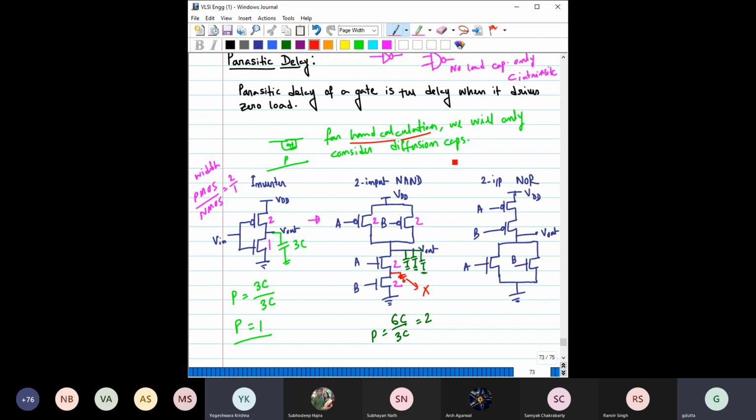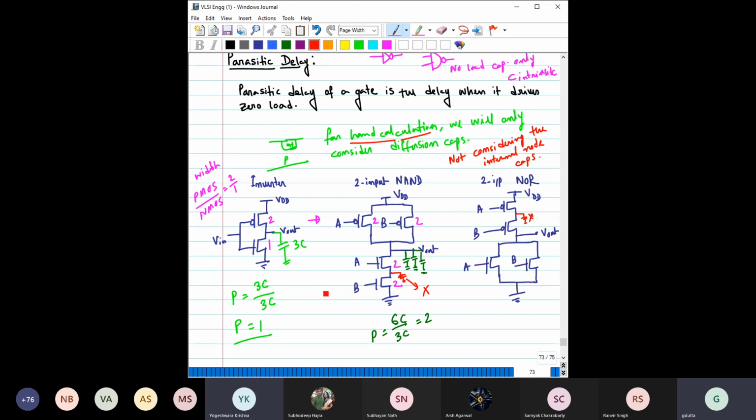So we will write here, not considering the internal node caps. There are internal node caps as well here, so we are not considering those. For example, you can see here also we have an internal node cap, right? We are not considering this.